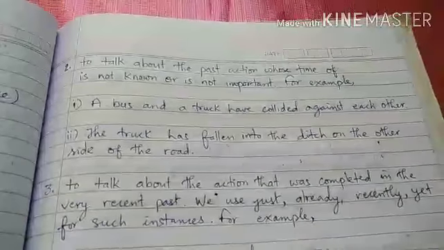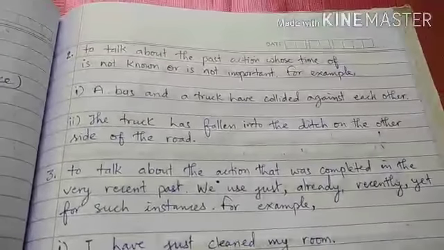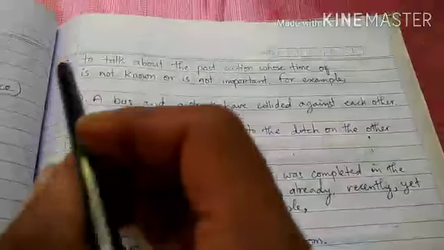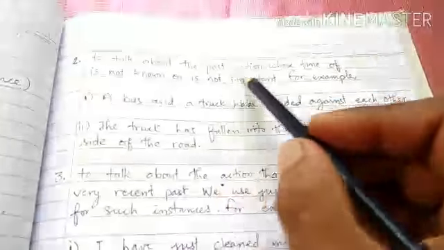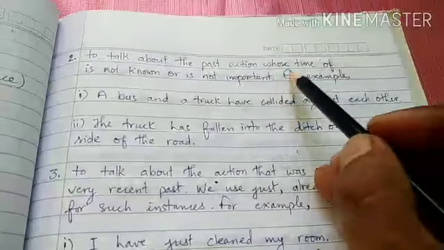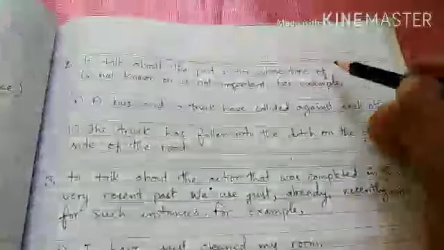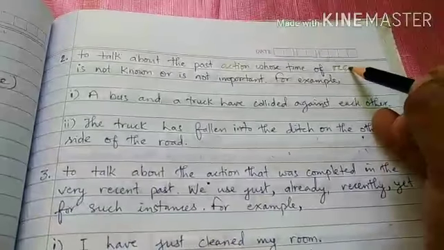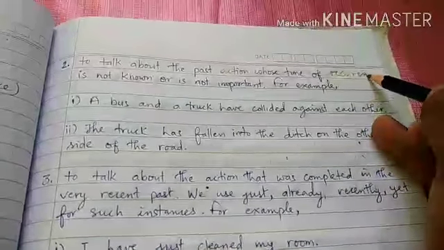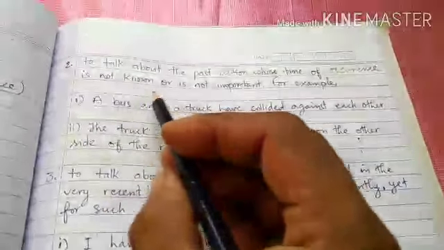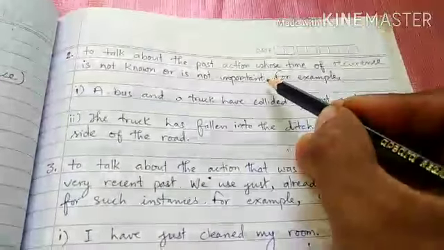I hope you have understood the explanation of the point number 1. Now point number 2 is to talk about the past action whose time of occurrence is not known or is not important.